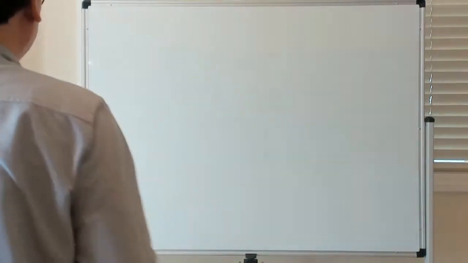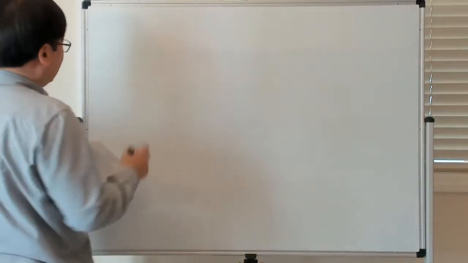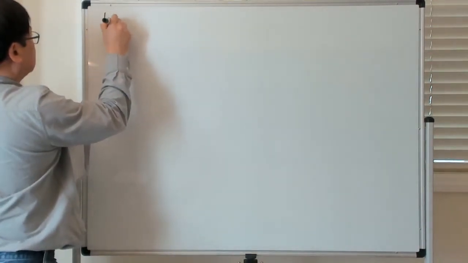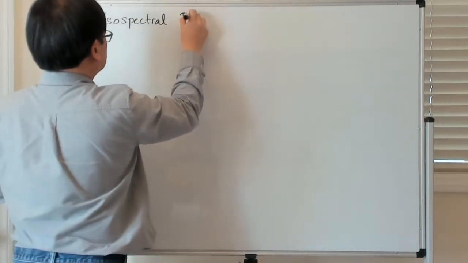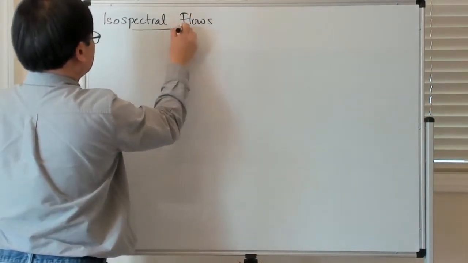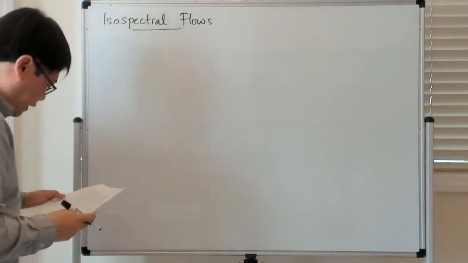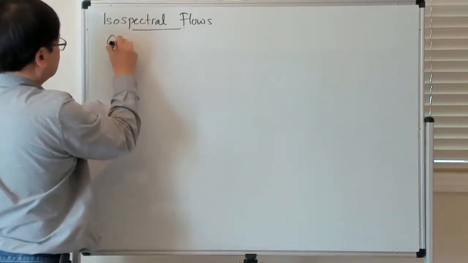All right, so now we're going to talk about this idea of isospectral flows. Okay, so let's try to illustrate this with an example. So let's consider the following.